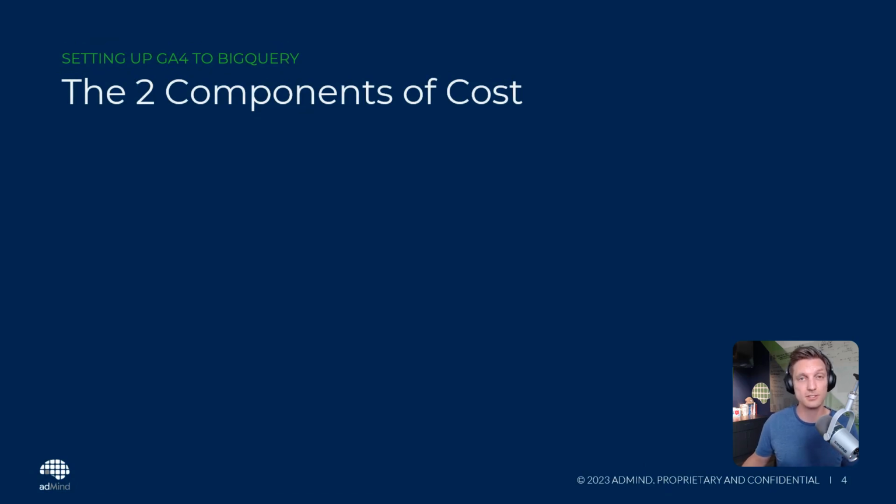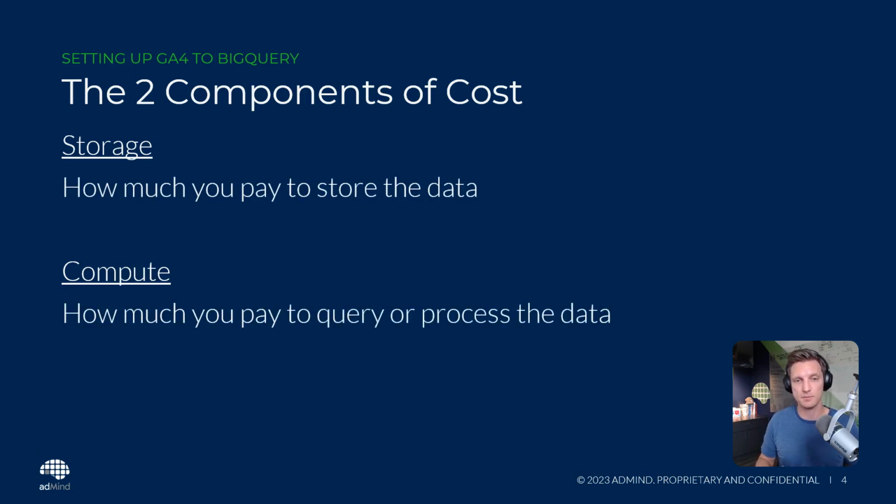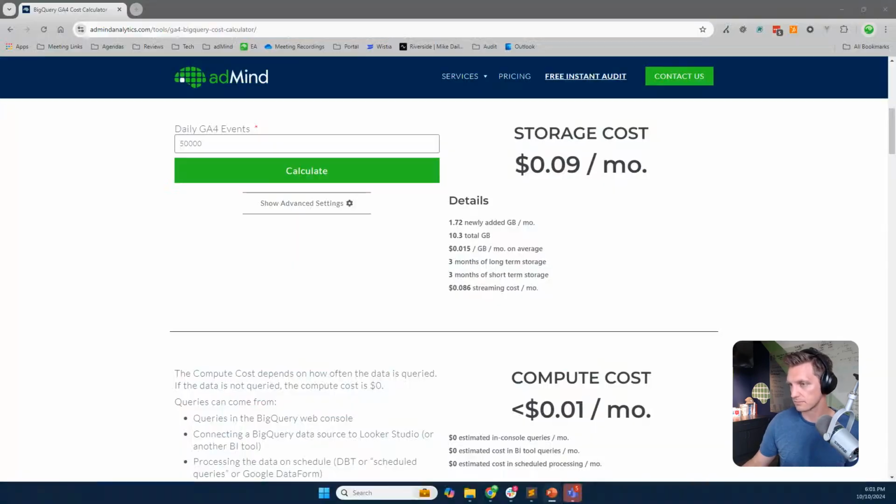The costs are split into two components, storage and compute. Storage is how much you pay to keep and archive the data on Google servers. Compute is how much you pay to query the data and process it. Now, we've set up a cost calculator to help you think through your scenario. It's super simple. The link's in the description, but let's go there now and take a look.